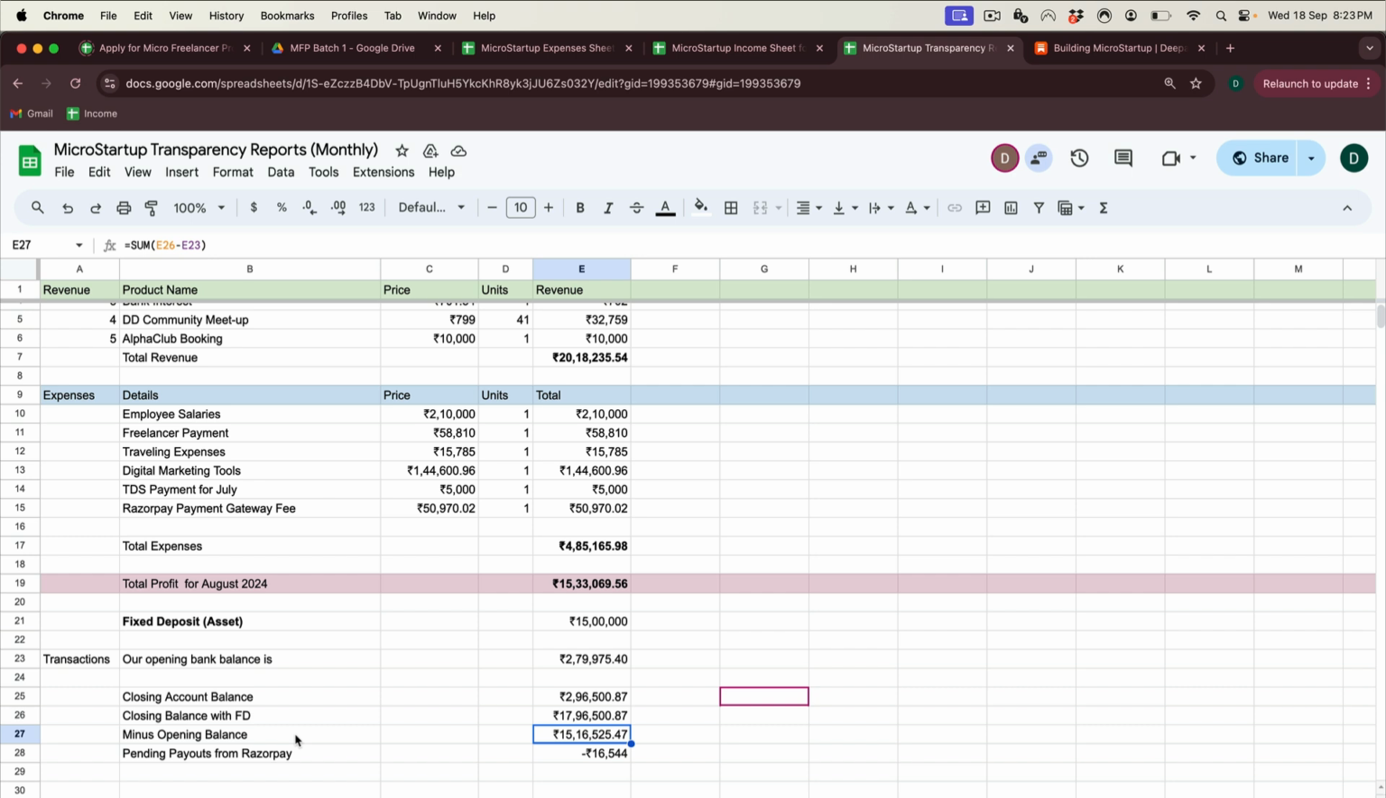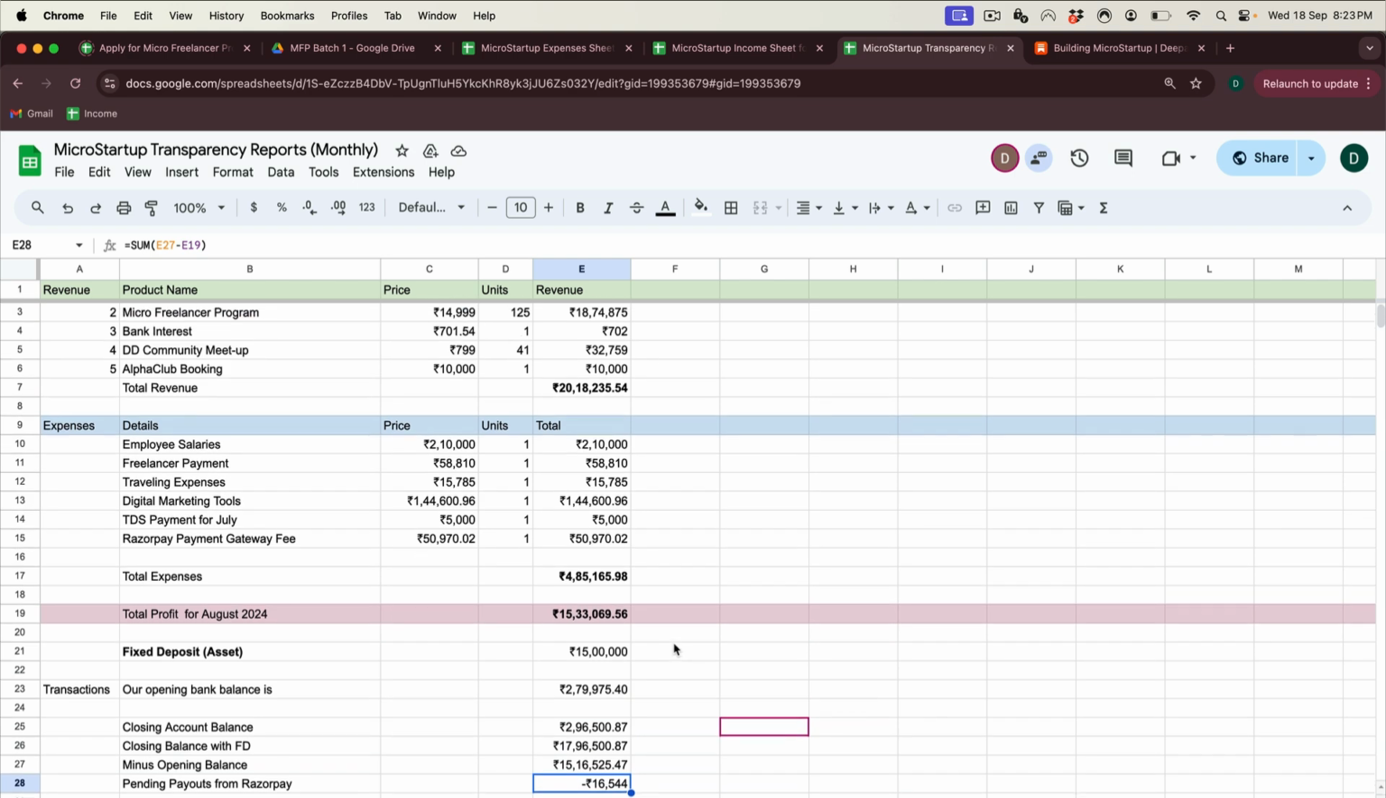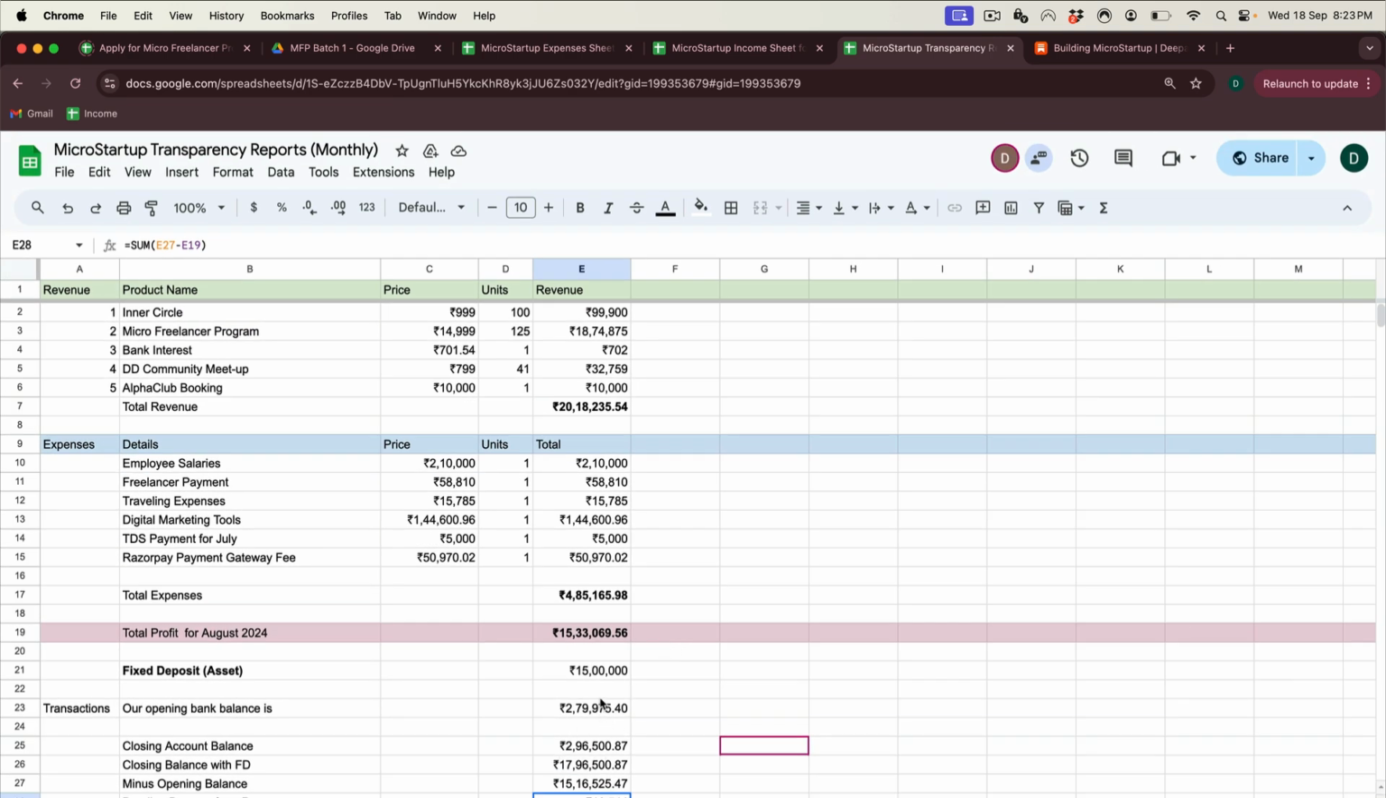That's because when you have payments towards the end of the month, like let's say by August 31st, I got some payments in Razorpay. Razorpay is not settling that amount immediately into my bank account. They are settling it in the next month, in the first few days. So pending payouts from Razorpay were around 16,000 rupees. Not much, but that is why there is a small difference here. So this is how the month of August went.